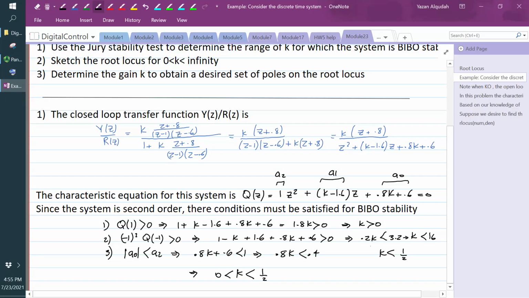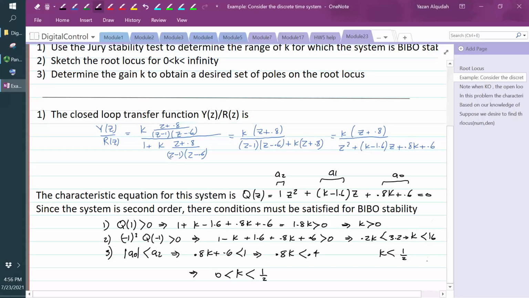And this is going to give me, we want 0.2k to be less than 3.2, which means we want k to be less than 16. The third condition, we want the absolute value of a0 to be less than a2. So therefore we want 0.8k plus 0.6 to be less than 1, which means we want 0.8k to be less than 0.4, which means k has to be less than 1/2.